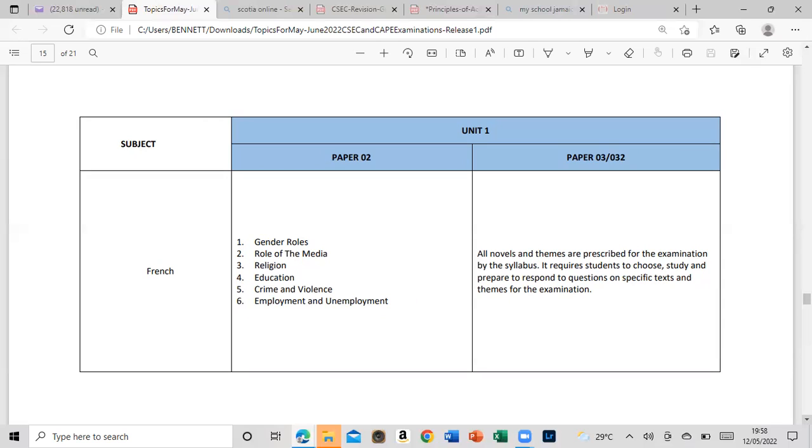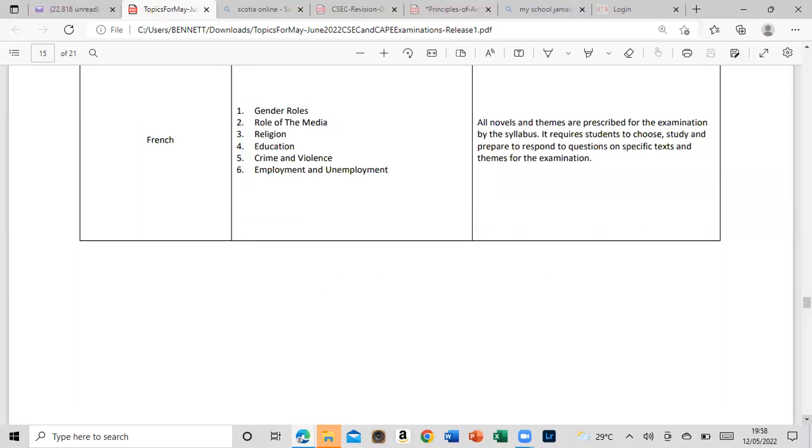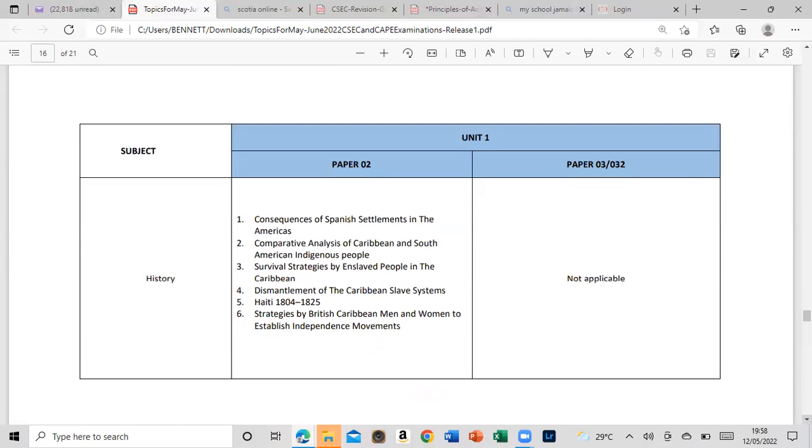All novels and themes are prescribed in the examination by the syllabus. It requires students to choose, study and prepare to respond to questions on specific texts and themes for the examination. Oh, but this is unit 1 for French. All right. And this is also unit 1 for history.